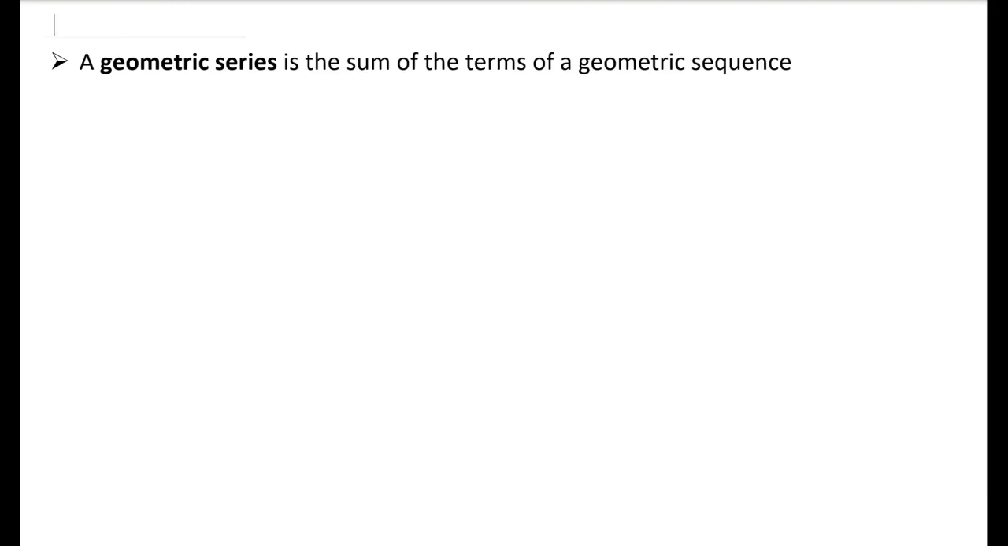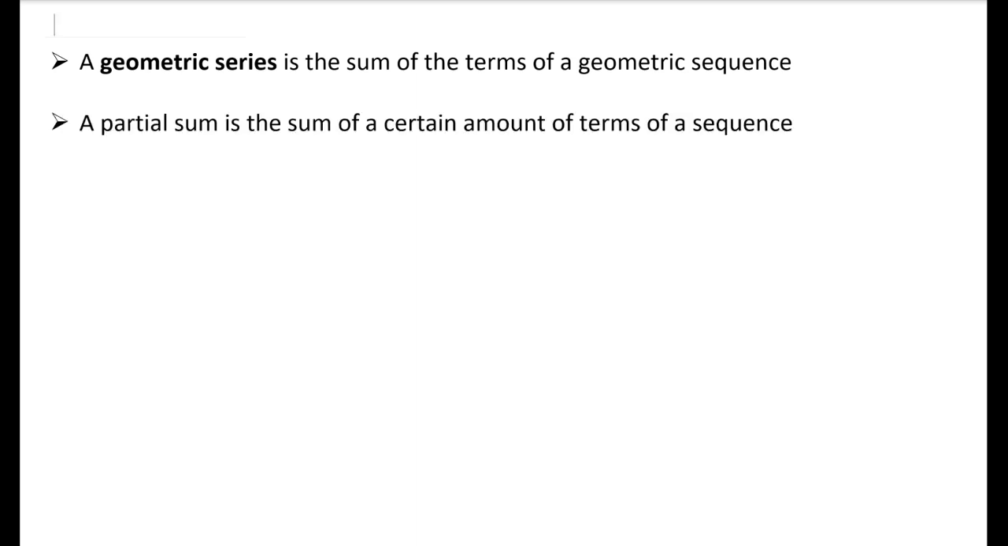All right, so next is the sum of the terms of a geometric sequence. So a geometric series as opposed to a geometric sequence. So remember that a geometric sequence is an ordered list of numbers which has a common ratio that you multiply or divide to get to the next number. The series is when you add the terms in the geometric sequence. A partial sum is the sum of a certain amount of terms of a sequence, so like a small amount.